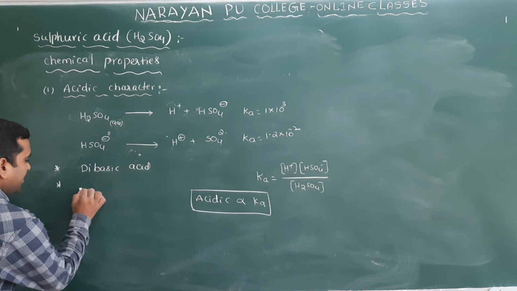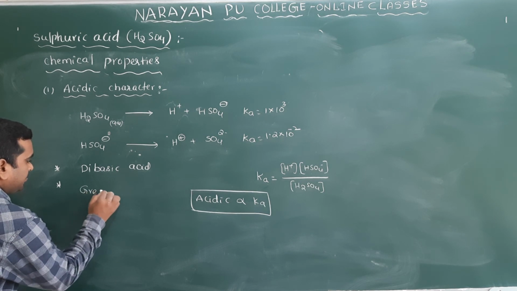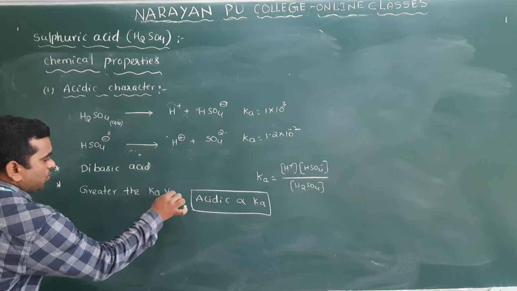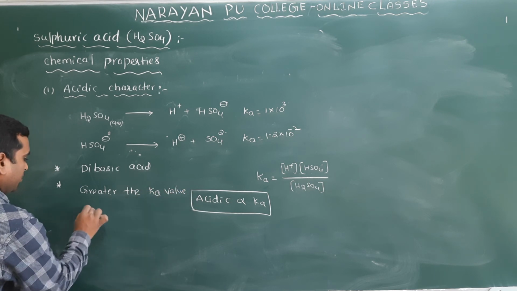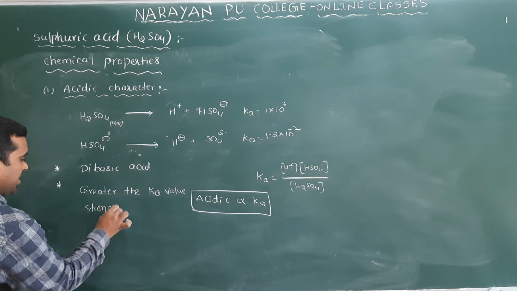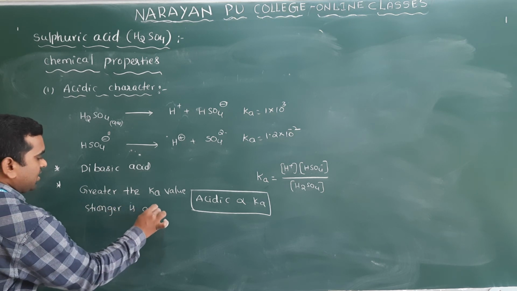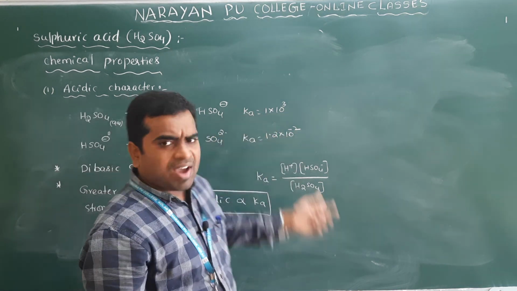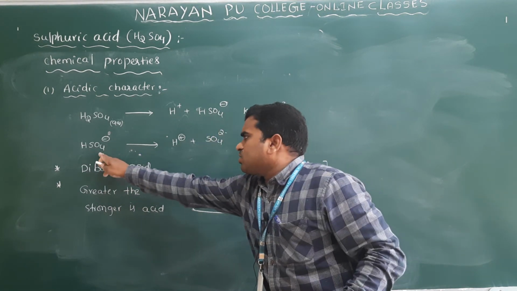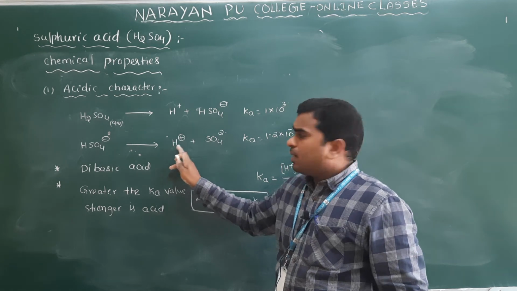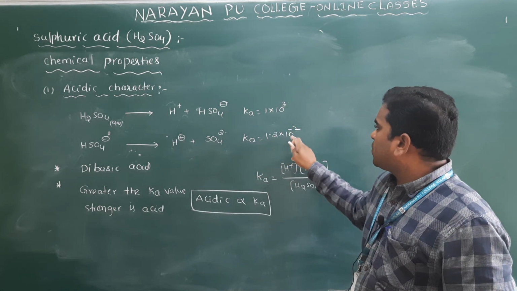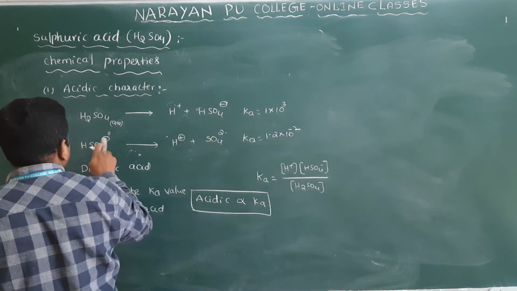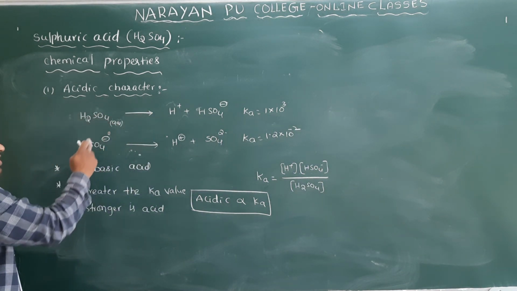So next one here. Greater the Ka value, stronger is the acid. Clear? See here, that's why there is a high Ka value. But in the second step, HSO4 minus can also act as an acid. But in the second step, Ka is equal to 1.2 into 10 power minus 2. Clear? So the acidic character of HSO4 minus compared to H2SO4 is less.